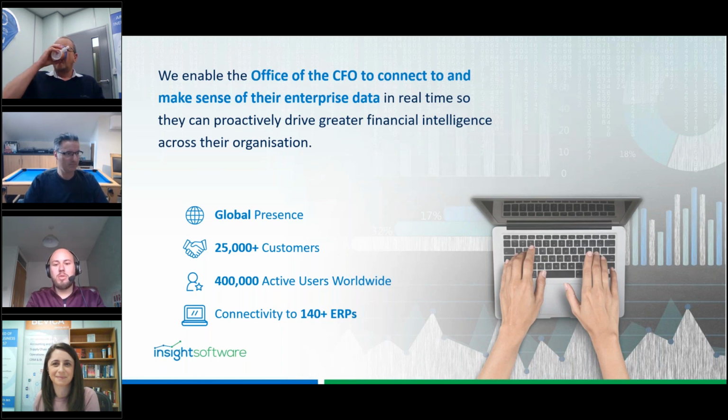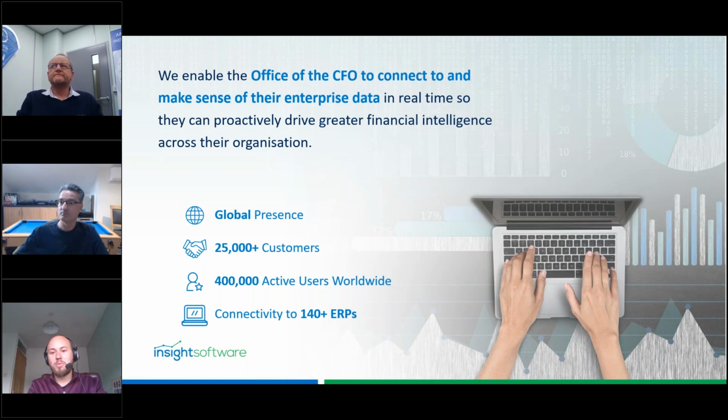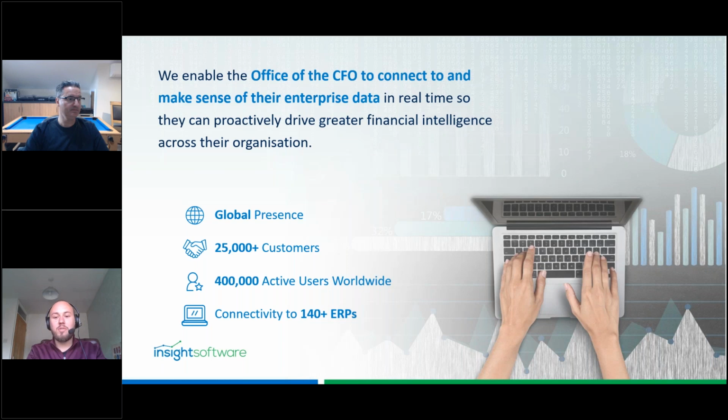So a quick introduction to what we do at Insight Software. Essentially, we simplify financial and operational reporting processes for customers of over 140 ERPs. So we enable the office of the CFO to connect and make sense of their data. We have a global presence with offices across 5 continents, and we currently have over 25,000 customers. And the good news is over 15,000 of them are using JET, so it is a huge part of our business, and over 400,000 active users worldwide. So we have a good amount of customers using our products.